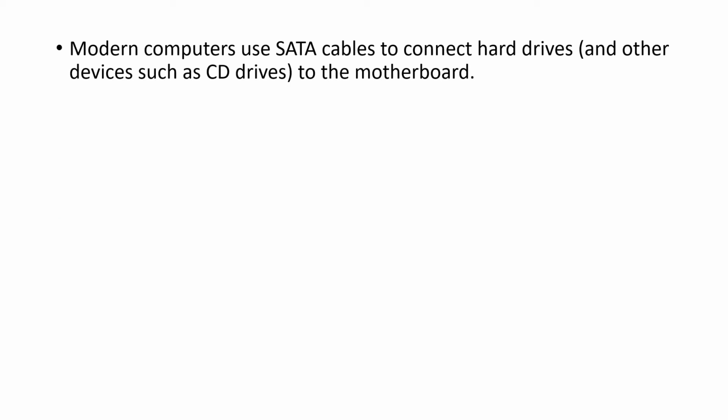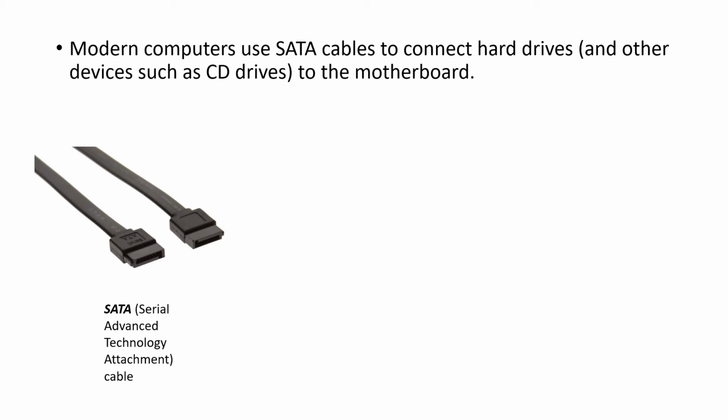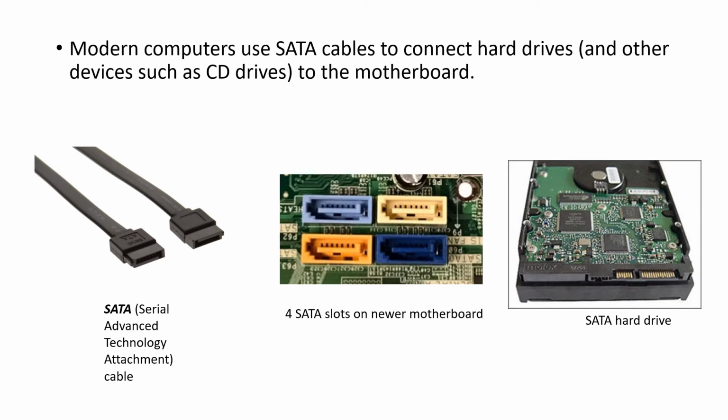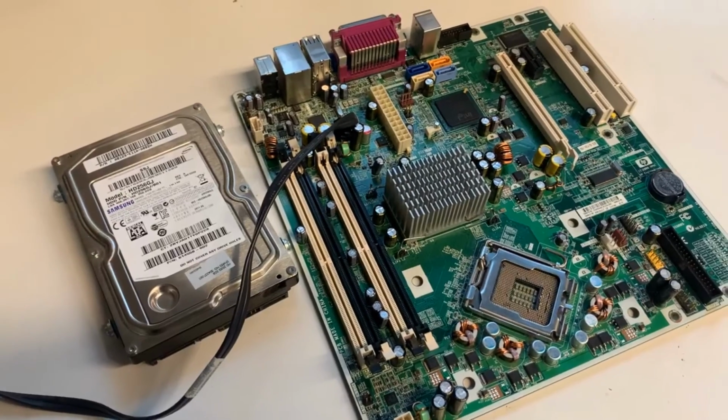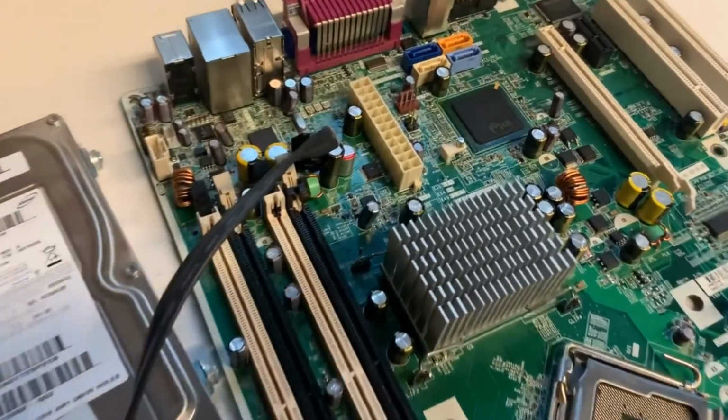Modern computers use SATA cables to connect hard drives and other devices to the motherboard. So here's what a SATA cable looks like. Here are the slots on the motherboard that it plugs into, and then it plugs into the SATA hard drive. I'm going to demonstrate in this little video. I'm going to show you guys how easy it is to attach a SATA hard drive to a motherboard.